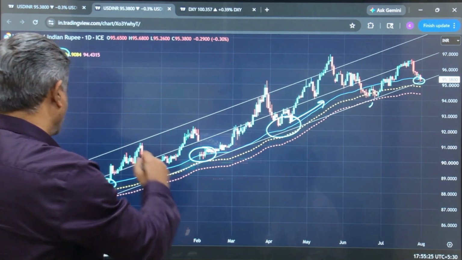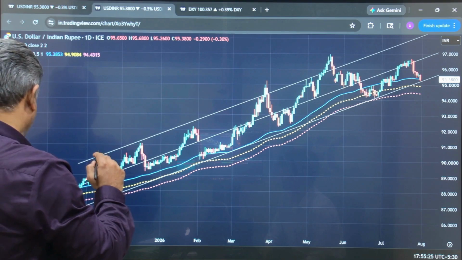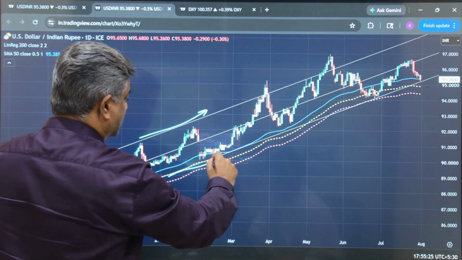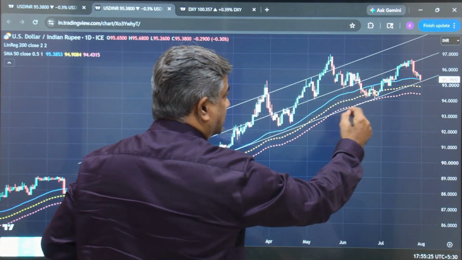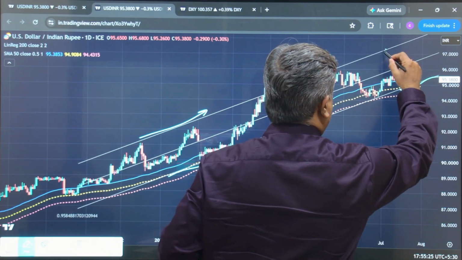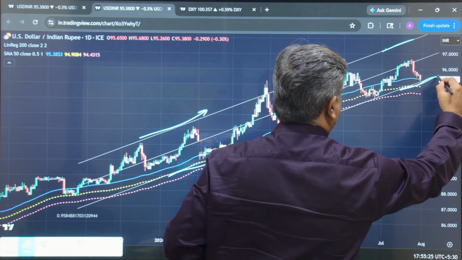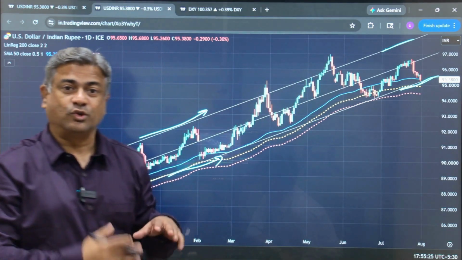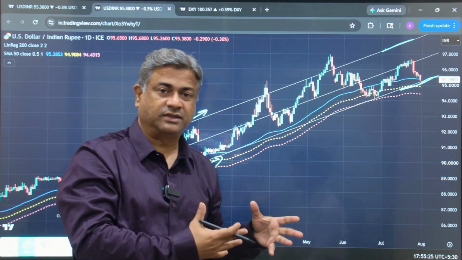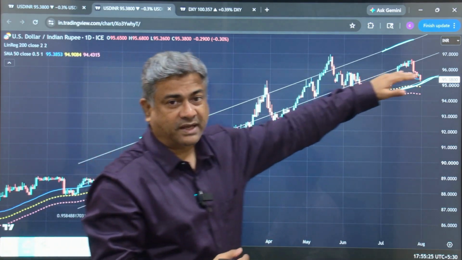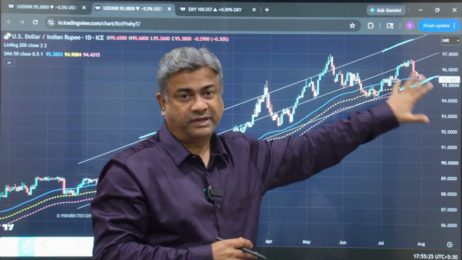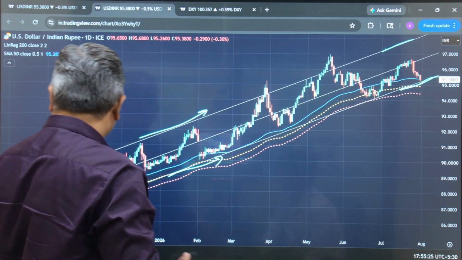Let me clean this up. If you also look at this upward-sloping linear regression channel, this gray line comes here. So you have the lower trend line of the linear regression channel as well as the price going to the 50-day average. Two very strong support indicators.